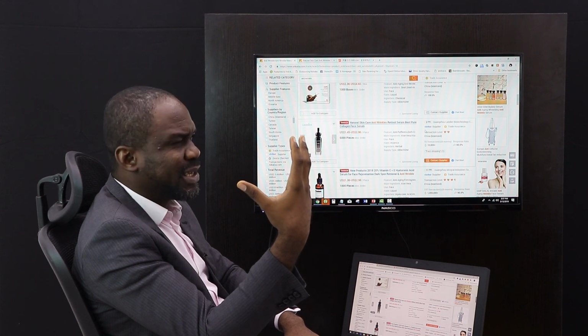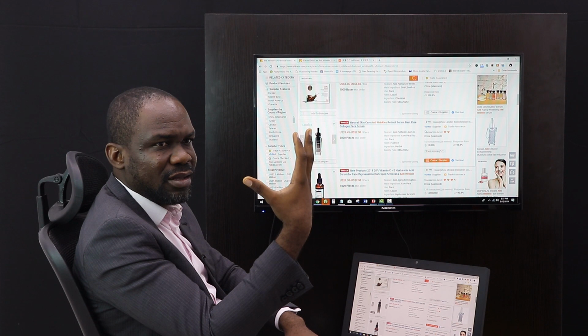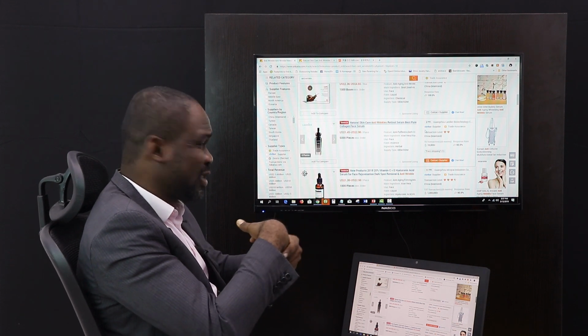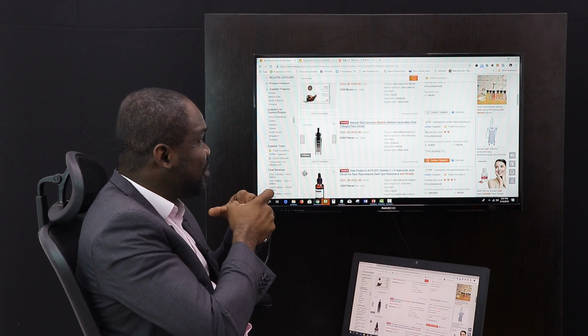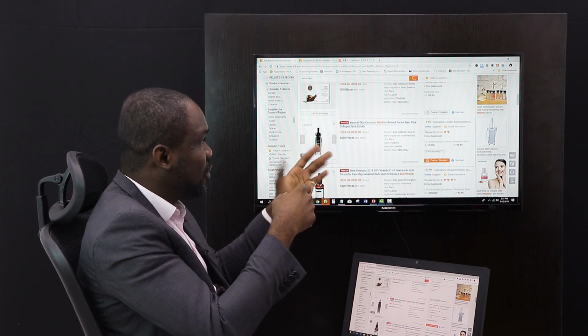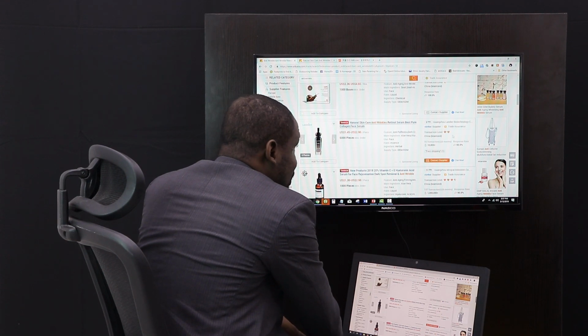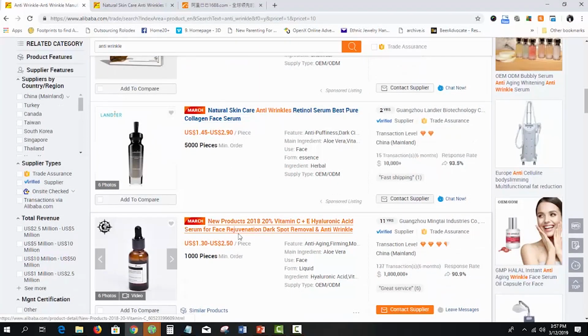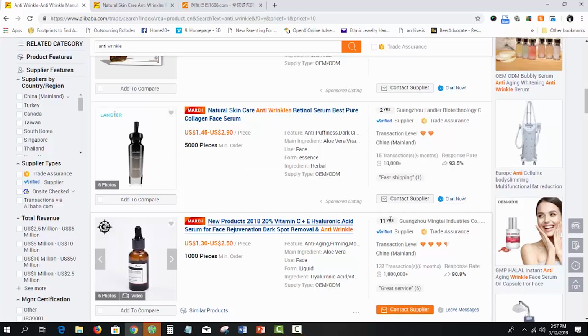right? Alibaba started probably in 1999 or 1998, right? I think so, because I've known them for a long time. So that means that these guys have been in business for 2 years. Now look at these guys. They've been around. So they're selling the same thing. They're selling a serum, right? These guys are also selling a serum, right? These guys have been around for 2 years. These guys have been around for 11 years.